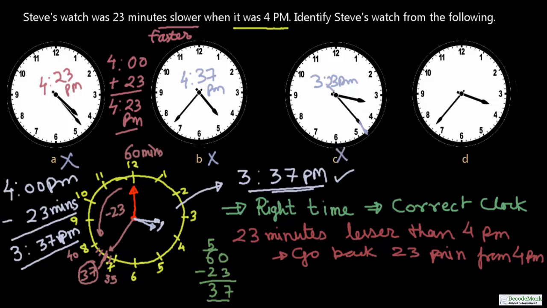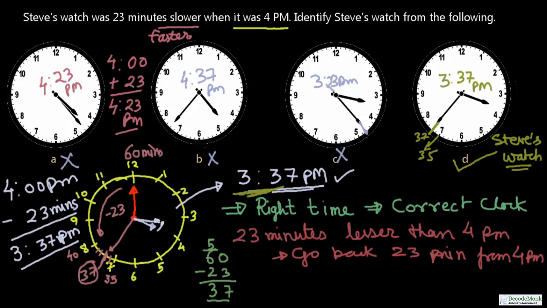And the last option shows the timing to be, this is 3 and this is 3:35, 36, 37. If you align this, you will see that this is 37. So the timing is 3:37 p.m. and we have just found that the answer is 3:37. So this clock is Steve's clock, or Steve's watch. So this is the correct option.